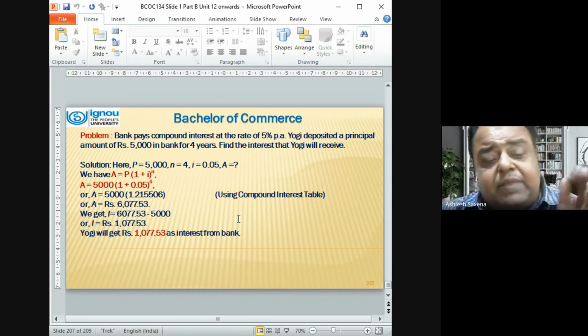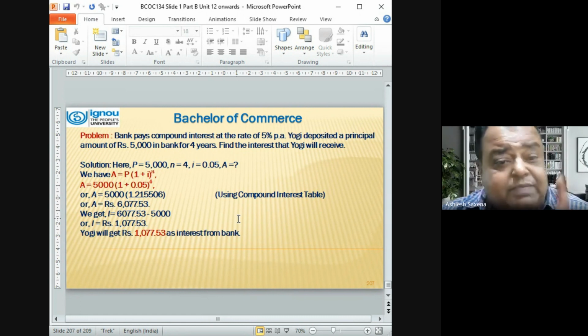Your principal is 5,000. Your rate of interest is 5%, that means 5 upon 100, which comes out to be 0.05. And your time period is 4 years, that means your n is 4. Put in the values, calculate and multiply. Your amount comes out to be 6,077.53. What was your principal? That was 5,000. Subtract it, and your interest is 1,077.53 rupees for 4 years.